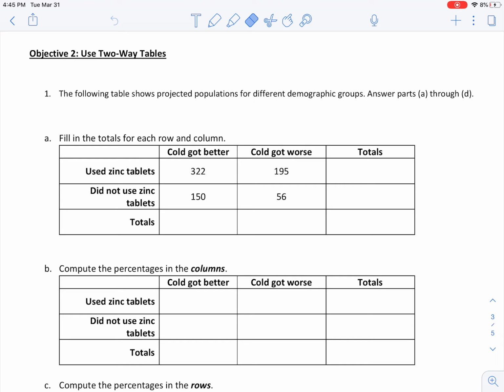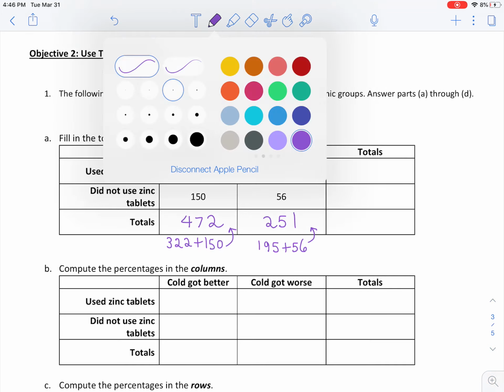So to find the column totals, you simply add up the columns, right? Add 322 plus 150. That's going to give you the total number of people who responded their cold got better. 322 plus 150 is 472. Let's figure out how many people said their cold got worse. Add 195 plus 56. 195 plus 56 is 251. So these are the column totals that we just found.